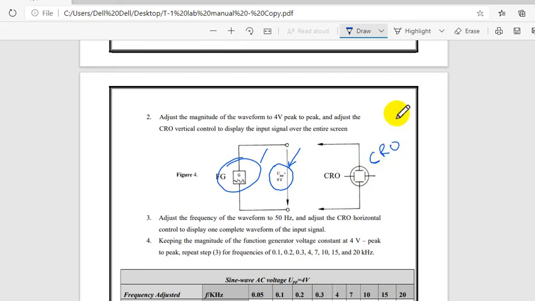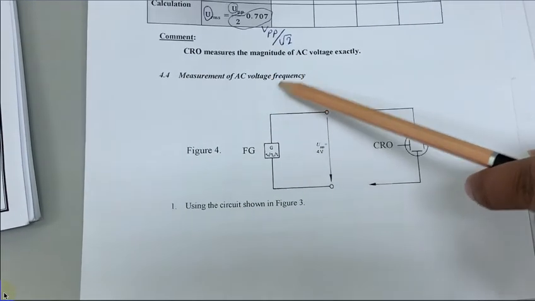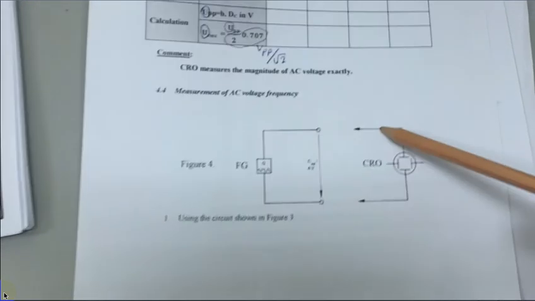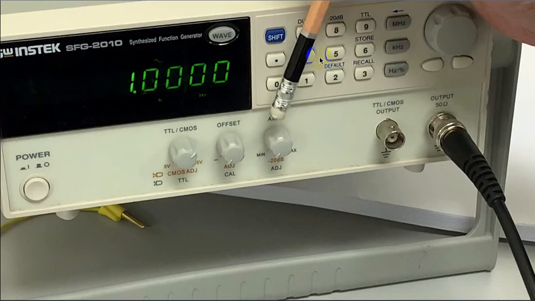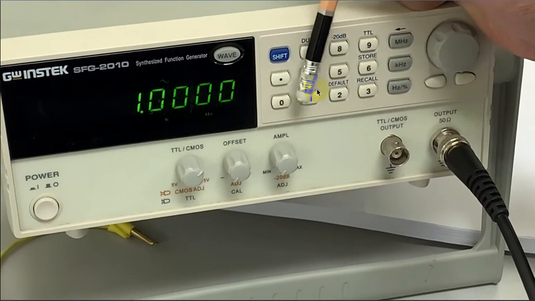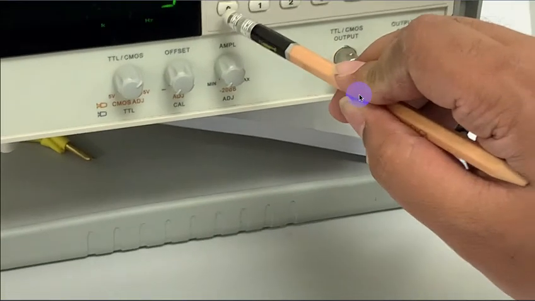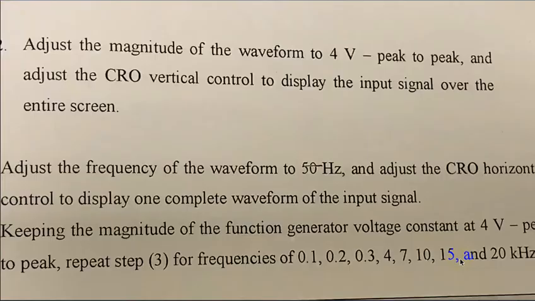Okay, so let us start the experiment. Measuring of AC voltage frequency with the function generator and CRO. Here this is the function generator. From here I can give the frequency, and from here I can set the amplitude and offset. So I can set the amplitude from this knob and frequency from this knob. So let us just start with the frequency. Enter the frequency as 50 hertz.